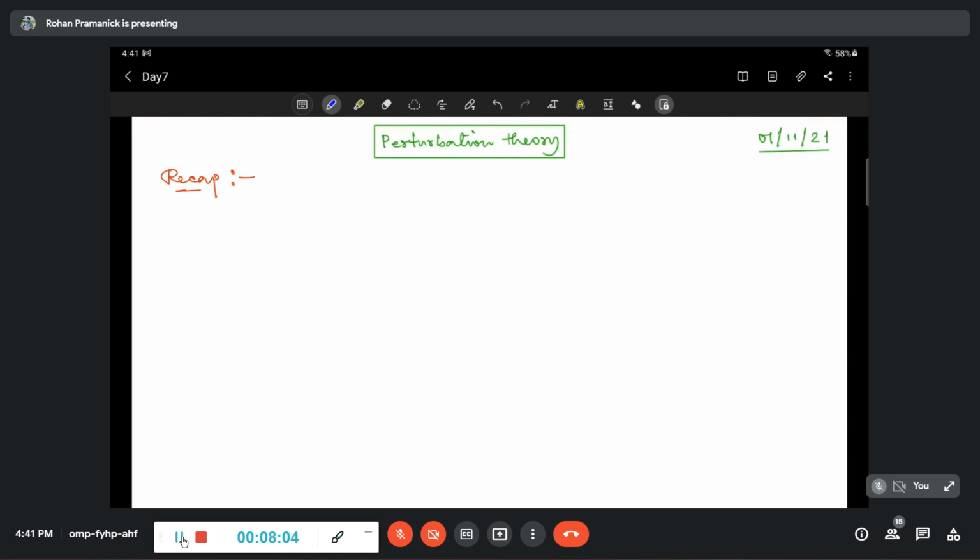Today our aim is to calculate the energy correction of second order. This is important, and you will see why. Let's say your first order correction becomes 0. It happens.